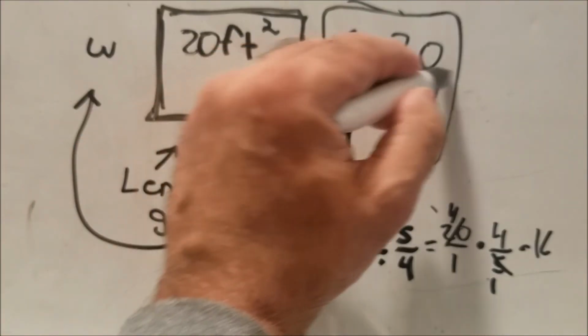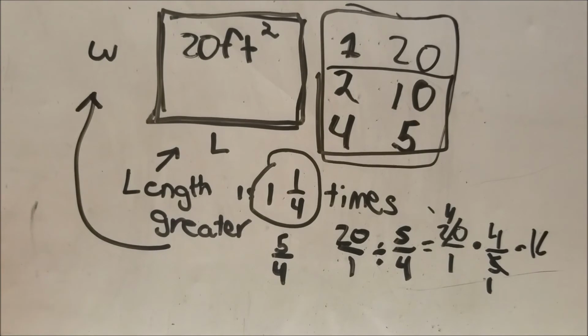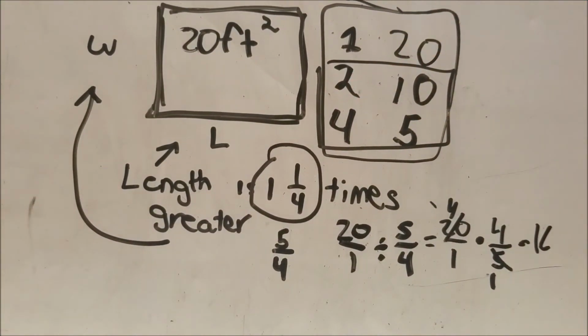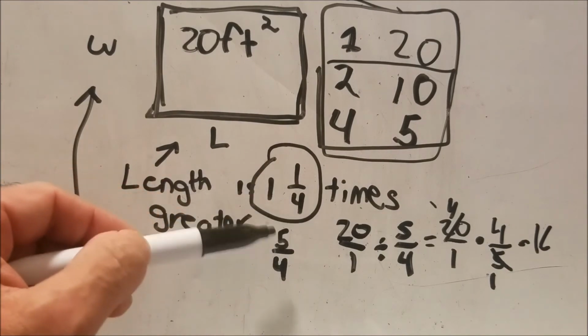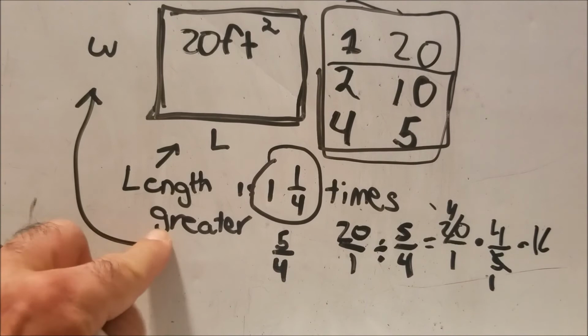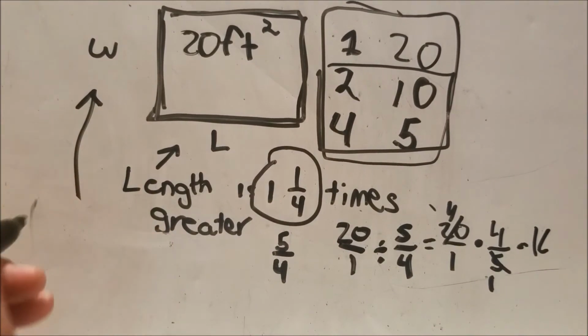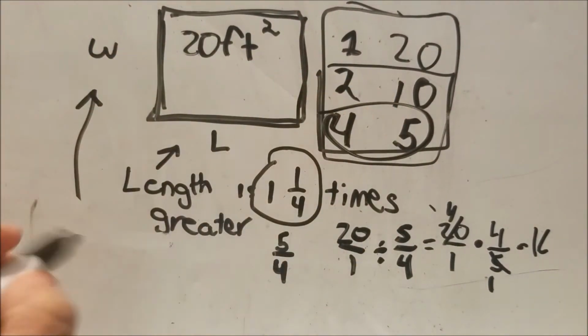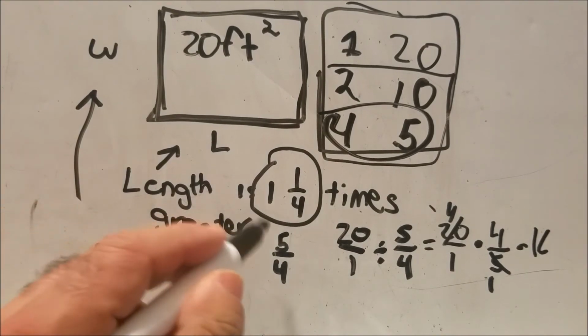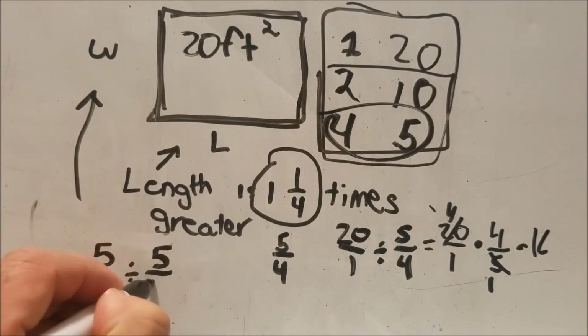So which one would work? What do you think would work if we divide? If we divide the length, we should get the width, if it's 5/4 greater. Okay, well, let's make some room here. What about 4 and 5? 5 over 1 divided by 5/4. We're trying to get 4.